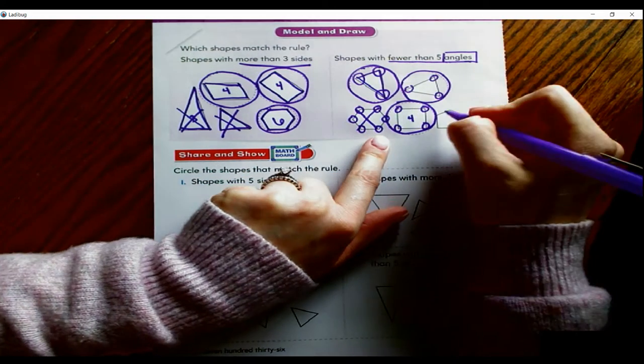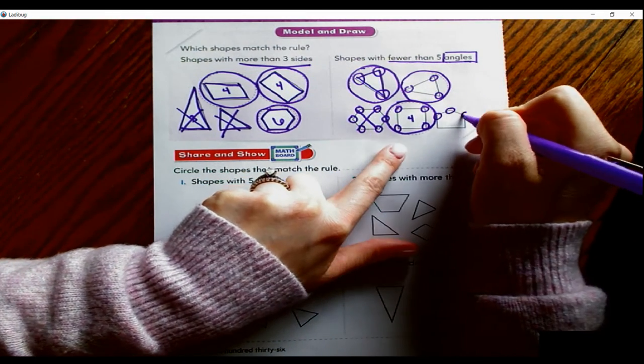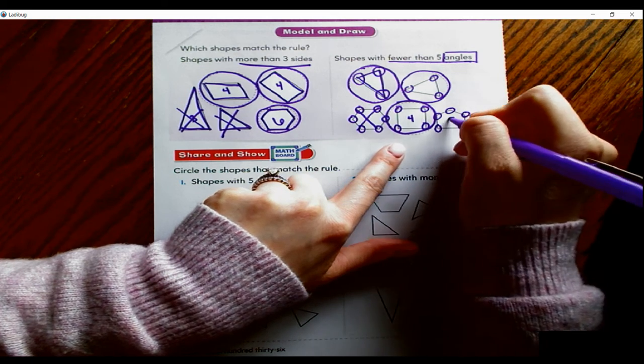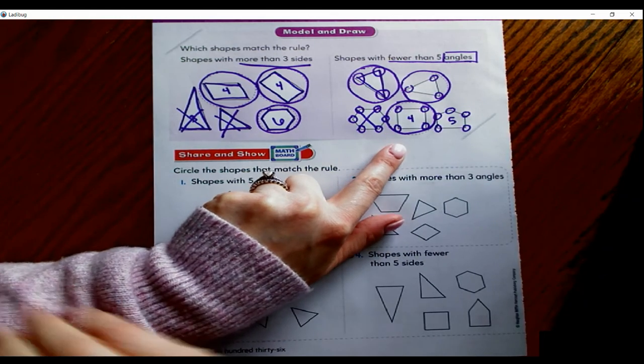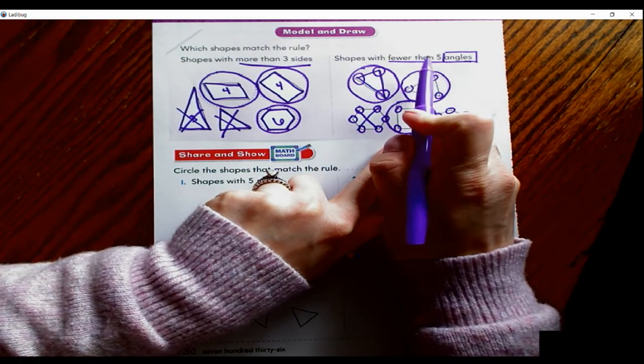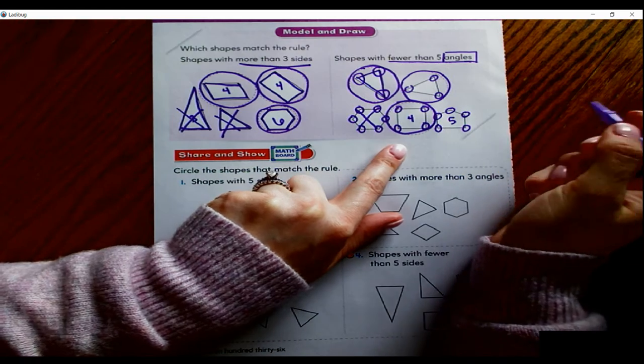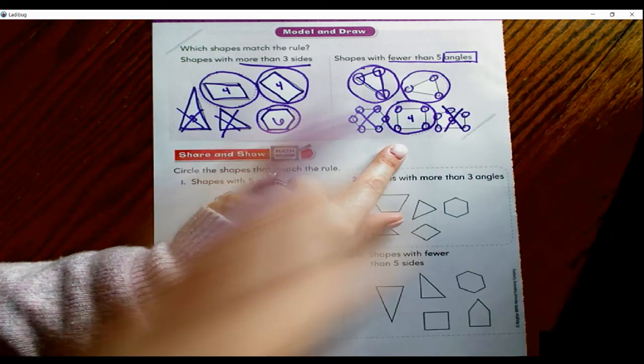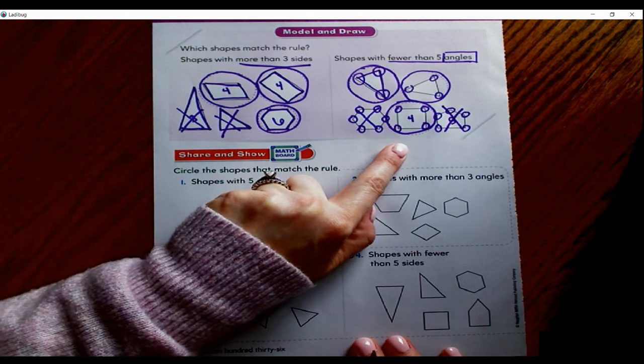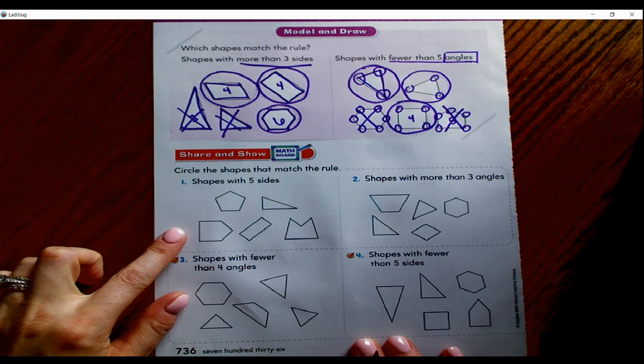Ooh, let's look at this one. 1, 2, 3, 4, 5. There's exactly 5, but my directions say fewer than 5, so it has to be less than 5. So this is not a choice, okay?